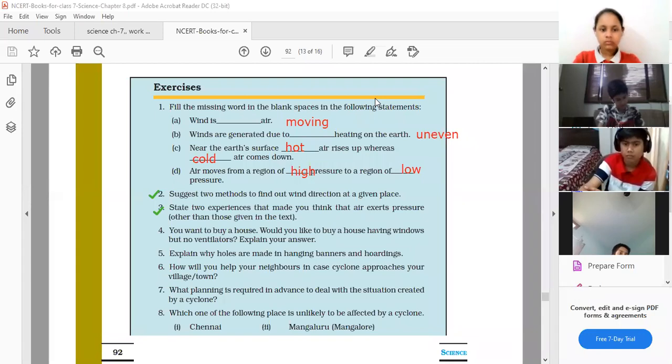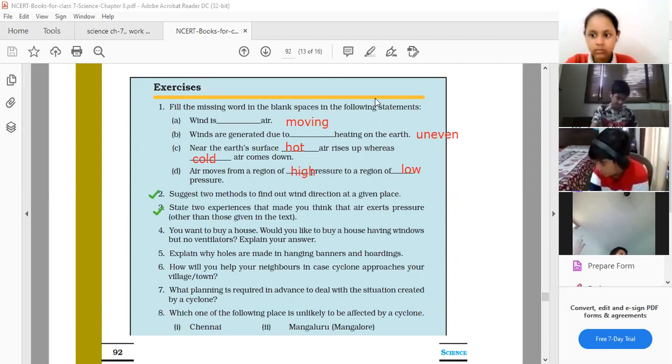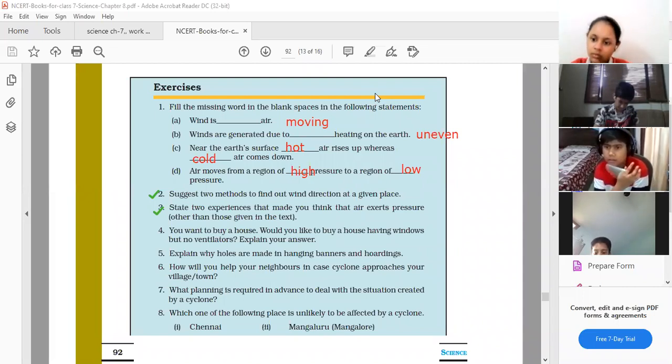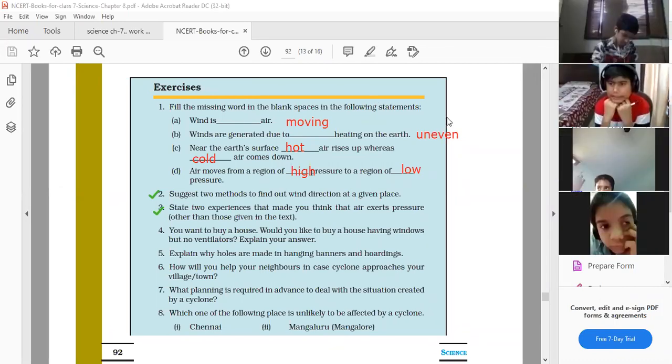Next, question number 4. You want to buy a house. Would you like to buy a house having windows but no ventilators? So Srajal, give the answer. You want to purchase a house. So you will be purchasing a house without ventilators. Yes, Srajal. Is it necessary to contain ventilators? Ma'am, may I? Yes, Srajal. Unmute and give the answer. Anshika Singh, you may give the answer. Yes, ma'am. Yes, what's the answer?